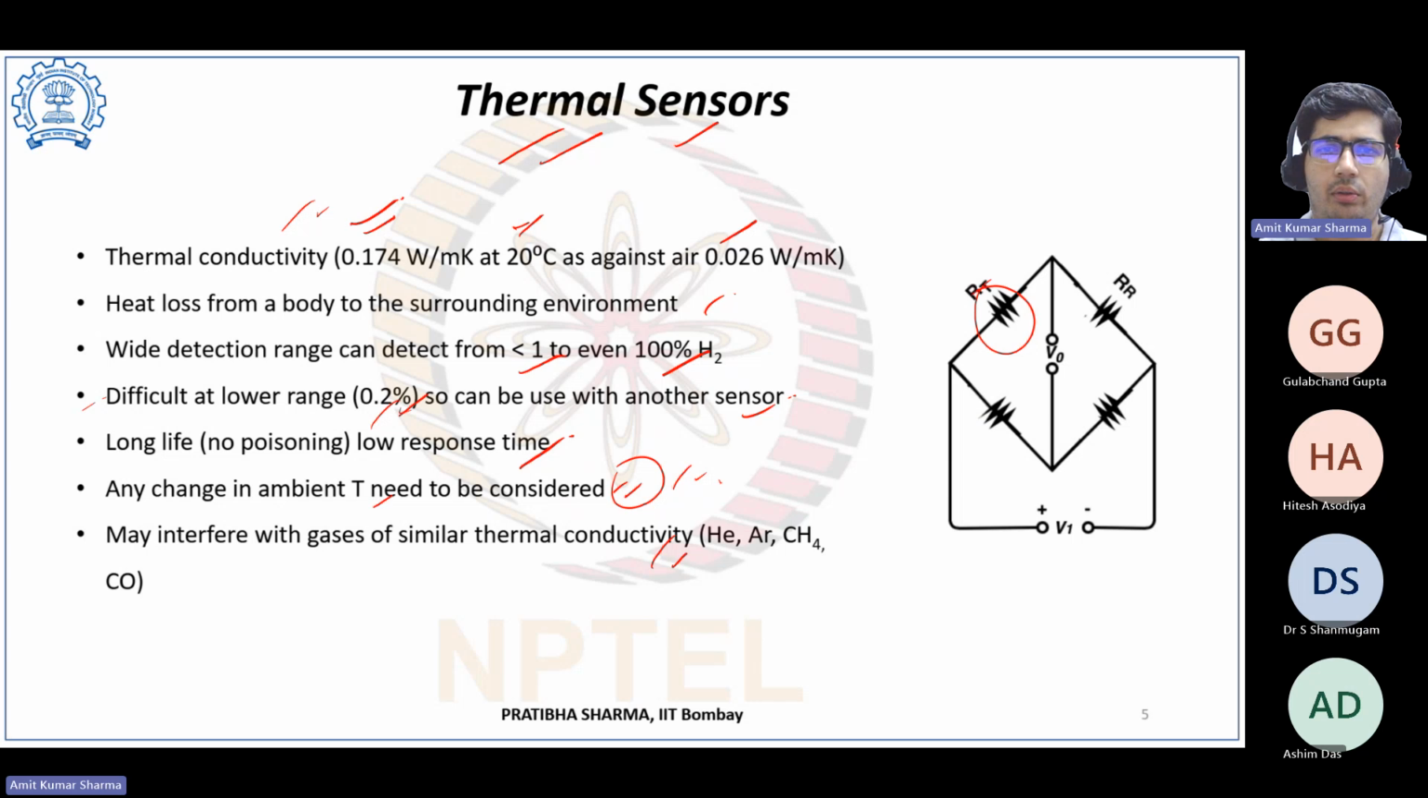There's a test resistance and there's a reference resistance. So based on thermal conductivity change, suppose if there is air, then there will be no change. If there is hydrogen and then air, then there will be some difference, and you will receive some signal, and that signal will be translated into the hydrogen concentration.